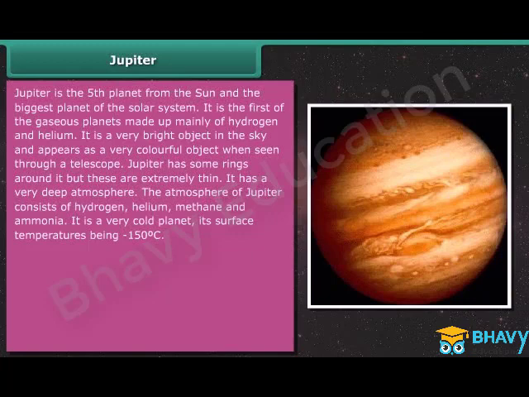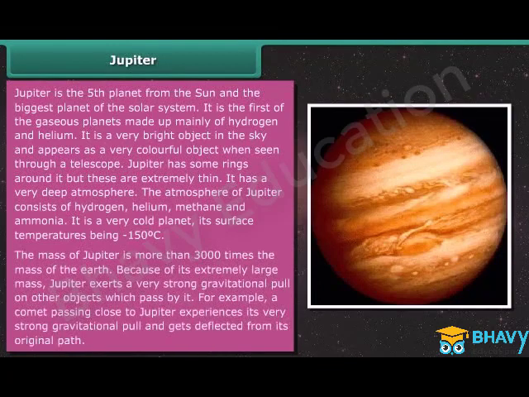It has a very deep atmosphere. The atmosphere of Jupiter consists of hydrogen, helium, methane, and ammonia. It is a very cold planet, its surface temperature being -150 degrees Celsius. The mass of Jupiter is more than 3,000 times the mass of the Earth.